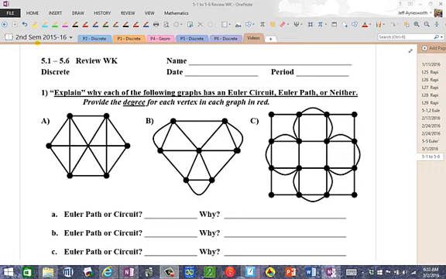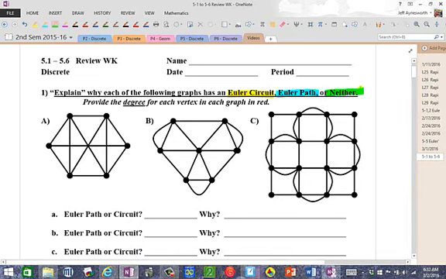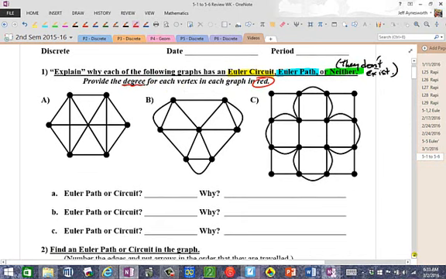In the first few graphs here, we have to explain why. Each of the following graphs has an Euler circuit, path, or neither. So you have three choices here: an Euler circuit, an Euler path, or none exists. A path doesn't exist due to Euler's theorem, so we'll talk about the reason why. What we want to do is provide the degree of each vertex in red on the graph so we can easily see it and identify it, because that is what we're going to look at to base our opinion. We're going to use Euler's theorems here.